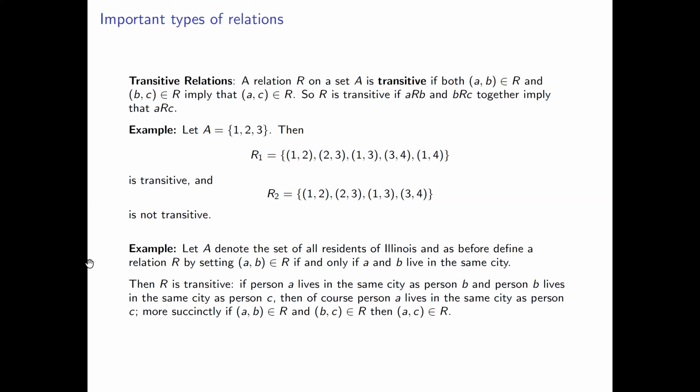And so this second example involving residents of cities is more like what we think about in common language when we say something is related to something else. In common language, relations are usually transitive, but you have to be very careful because mathematically they're more general. And so here's an example of a relation which is not transitive on this set A.